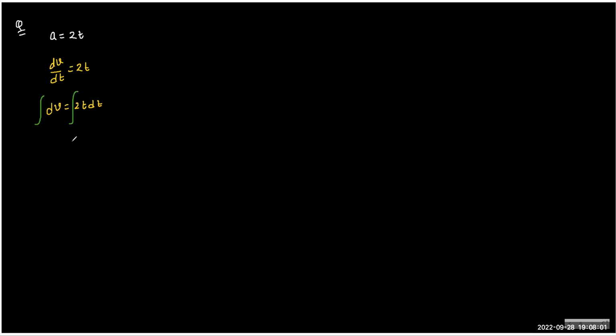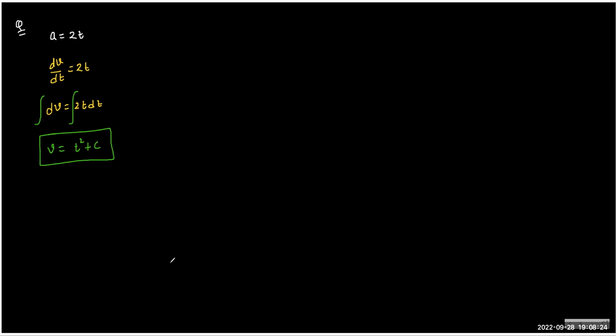I'm not giving you any initial condition, so you can just write the C and you're done with the answer. So we can write V equals T square plus C. When you're going to solve the actual question, you have to think about the initial condition, and that part I'm leaving so that you can have some exercise when you solve actually. And from there you can evaluate the C value.